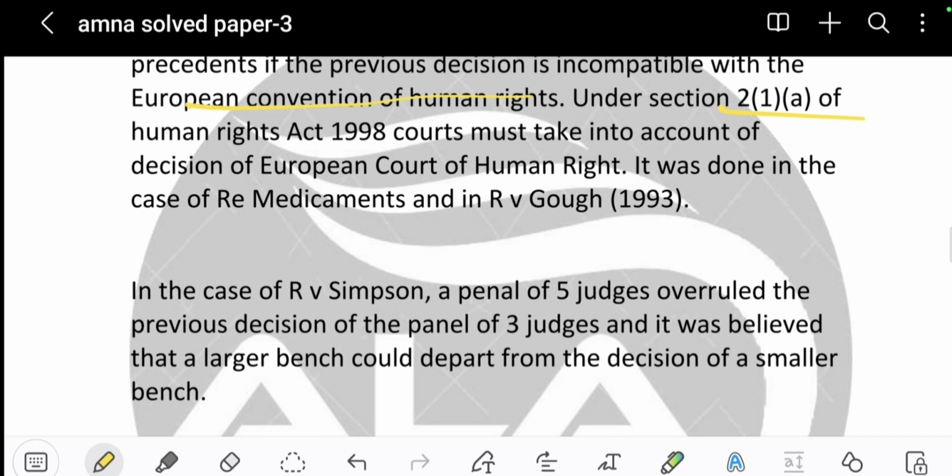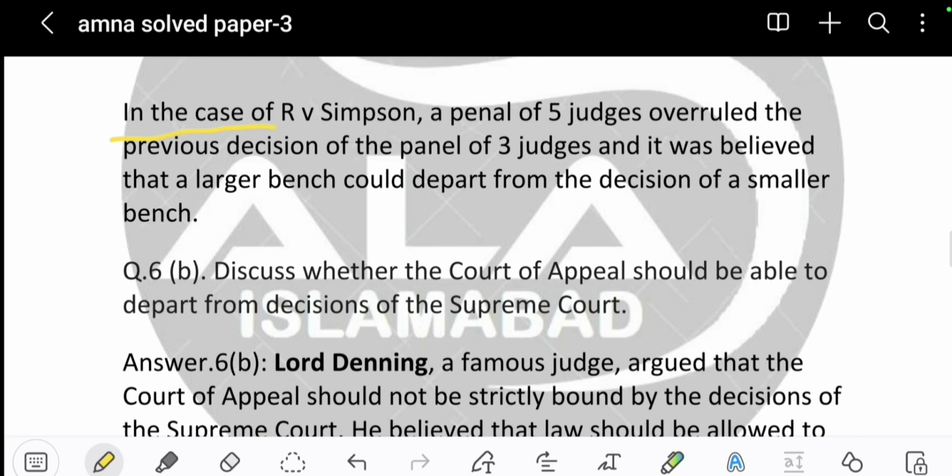Now I will move on to the next paragraph. In the case of R v Simpson, a panel of 5 judges overruled the previous decision of the panel of 3 judges, and it was believed that a large bench could depart from the decisions of a smaller bench. So in this point, you have seen that I have included the case law of R v Simpson. In this case law, basically what had happened is that there was a panel of 5 judges that had basically overruled or did not want to follow the decision of the 3 judges.